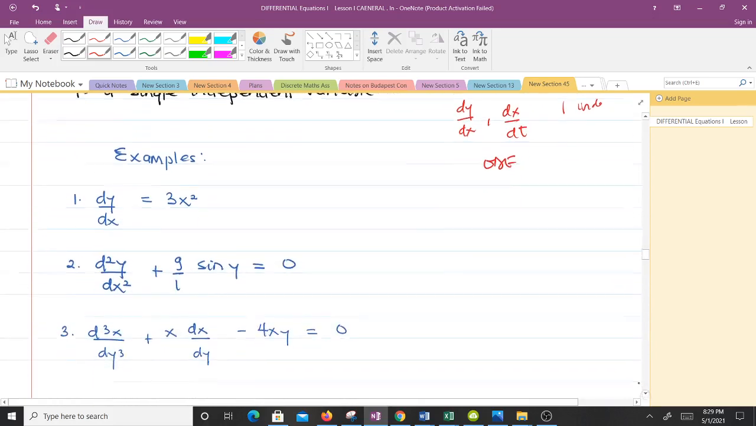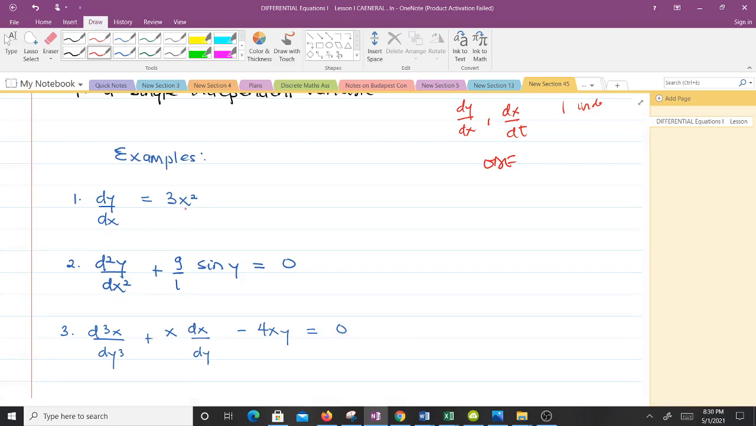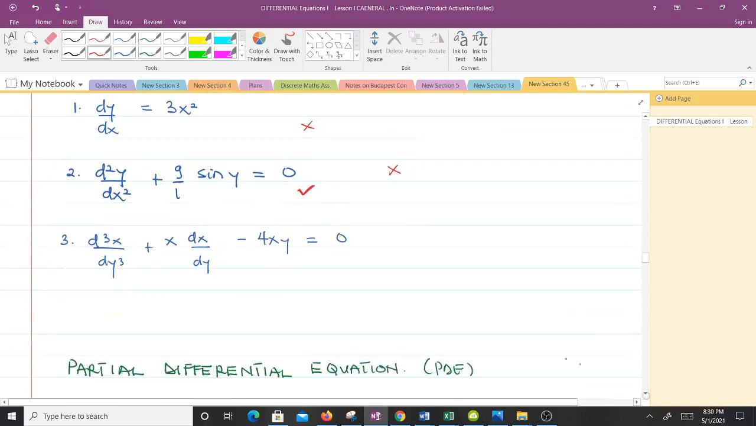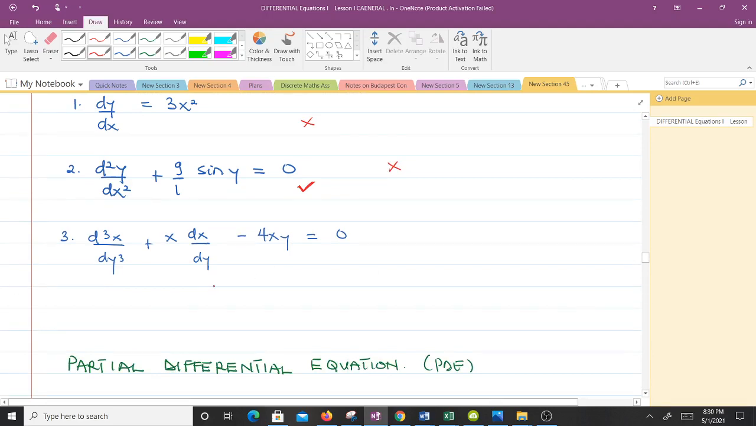So let's take a look at some examples. You can see dy dx equals 3x squared. It contains ordinary derivatives, right? And another way you can also know that is it has just one independent variable. You can see here the independent variable is just x. So here it contains just ordinary derivatives. That's example 2, and we have just one independent variable. And the same applies to example 3. It contains ordinary derivatives. We have just one independent variable, that is y.